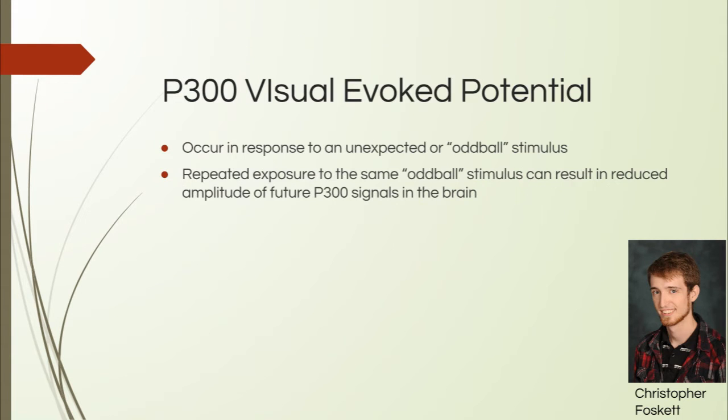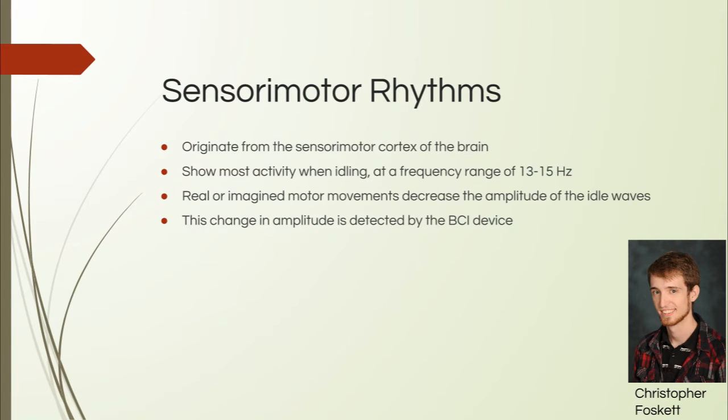P300 is another type of visual evoked potential and occurs due to an unexpected or oddball stimulus. The oddball stimulus is a rare or infrequently occurring stimulus. Sensory motor rhythms originate in the sensory motor cortex of the brain, which is the area responsible for motor movements, and include the beta and mu brainwaves. Sensory motor rhythms show a decrease in amplitude when real or imagined motor movements occur.